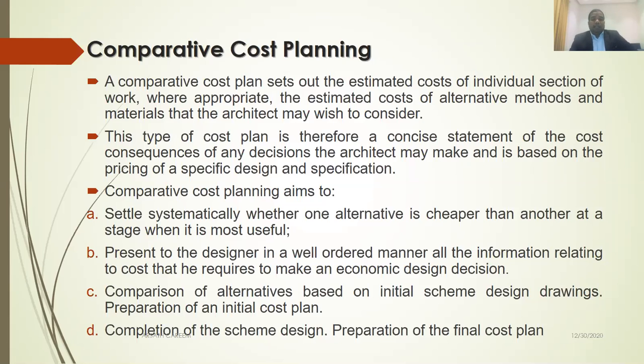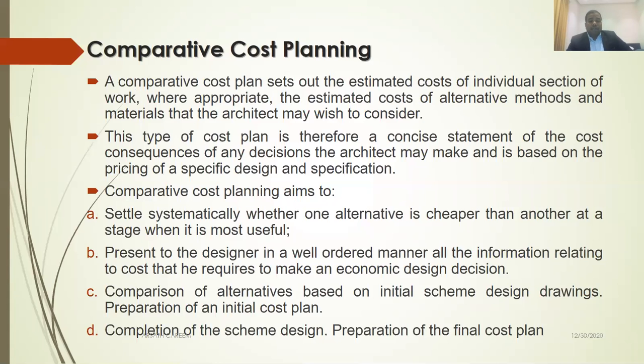So this type of plan is therefore a concise statement of the cost consequences of any decision the architect may make, and is based on the pricing of a specific design and specification. So it's all about specific design and specification. The comparative cost plan aims to settle systematically whether one alternative is cheaper than another at a stage when it is most useful. That's why I explained before: one alternative is cheaper than another at a stage when it is more useful.